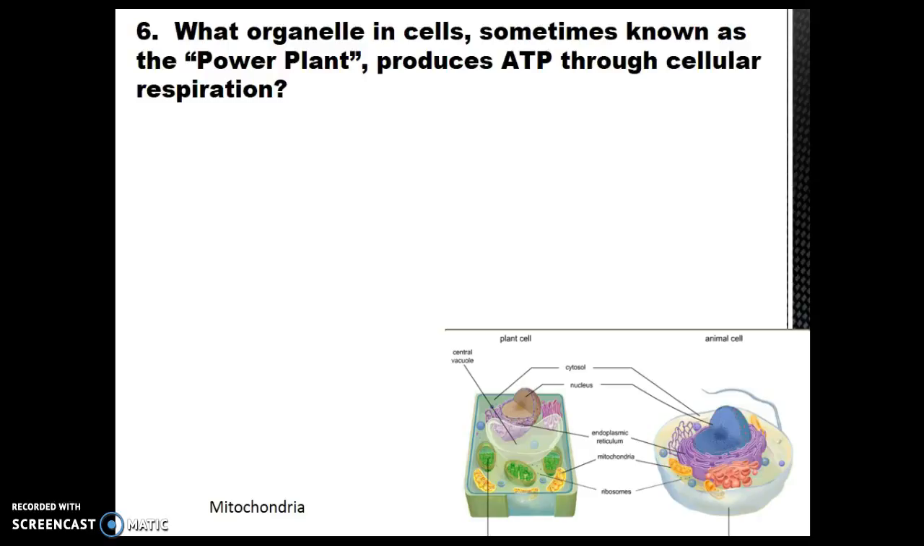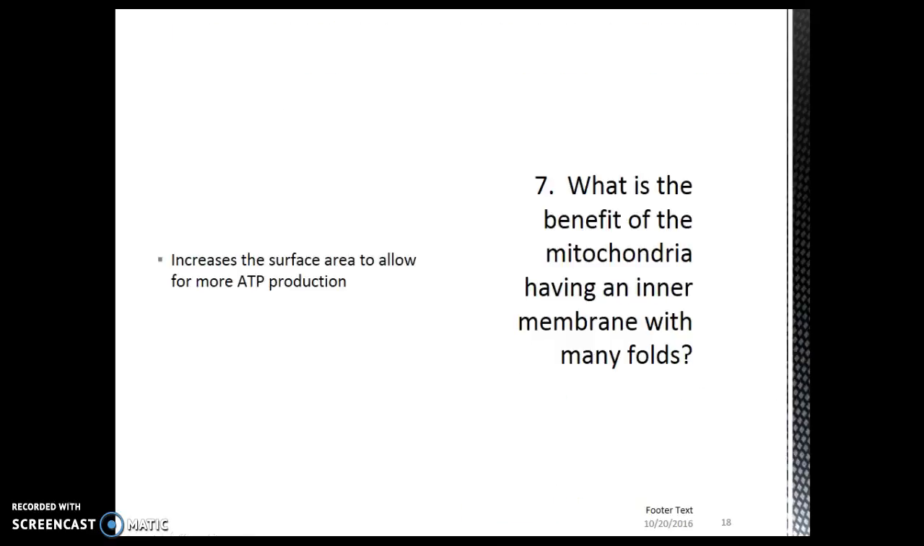What organelle in cells, sometimes known as the power plant, produces ATP through cellular respiration? That would be the mitochondria. Mitochondria is found in the cell. This is the yellow thing, folded membrane. What is the benefit of the mitochondria having an inner membrane that has many folds? That inner membrane with lots of folds is going to increase the surface area to allow more ATP production.